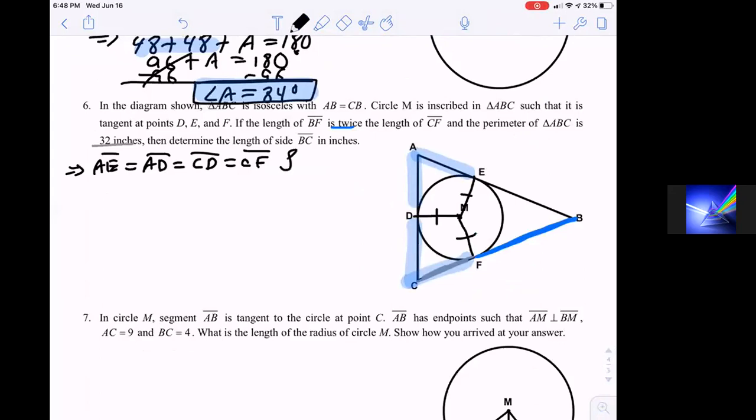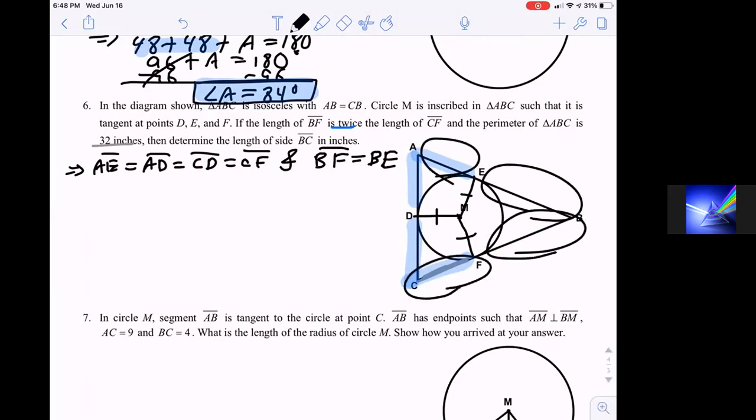And we know that BF is equal to BE. Those ones are also equal. They're longer, but those two are equal to each other. BF is equal to BE. Now, here's another thing we know. This segment plus this segment plus this segment plus this segment plus this segment plus this segment has to add up to 32 because that would be the perimeter.